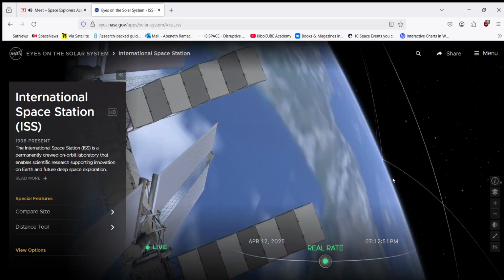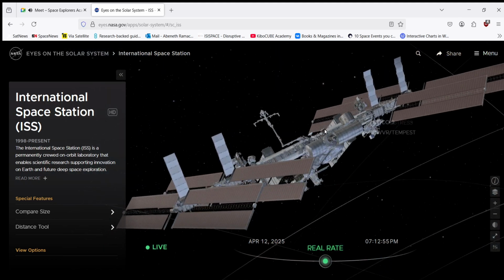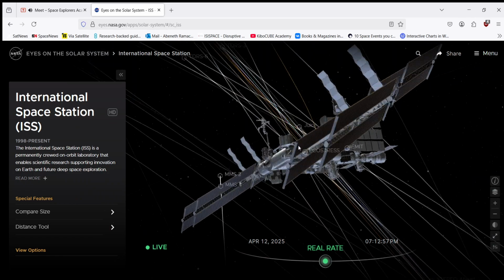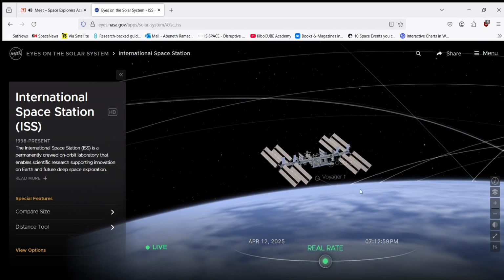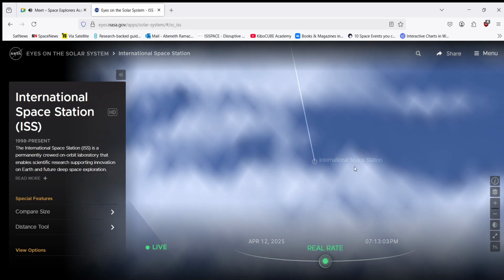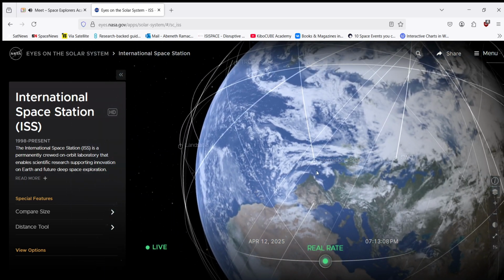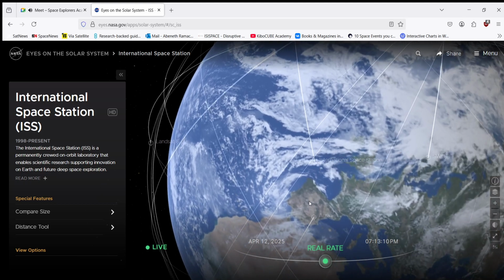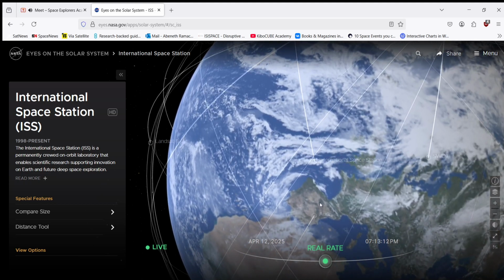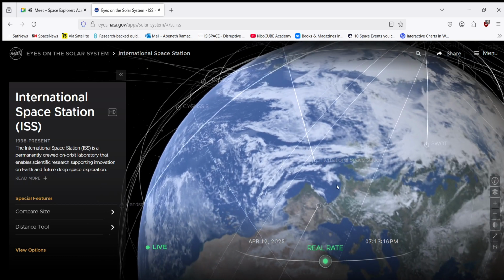Okay, this is the International Space Station, which is floating around the Earth, and if you see closely, it is moving very fast. If I zoom out, you can see it is currently crossing over Europe. This is Spain and Portugal. So it is crossing above Spain and Portugal right now. It is at this speed.